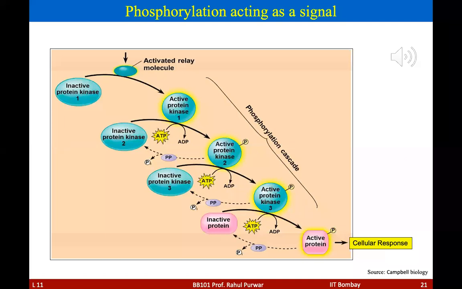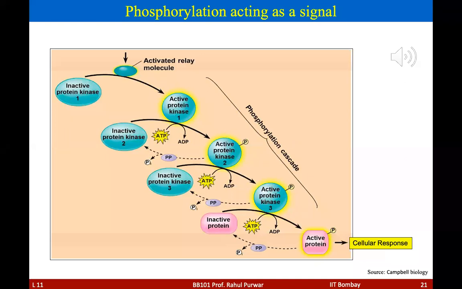Then the second inactive protein kinase comes, it again gets phosphorylated and becomes active. Then the third inactive protein kinase comes, and again it becomes active. And this ultimate protein kinase, which is active now, makes the inactive protein an active protein. And when I say active protein, I mean that these are the ultimate proteins which cause the cellular response, because protein is the functional unit.